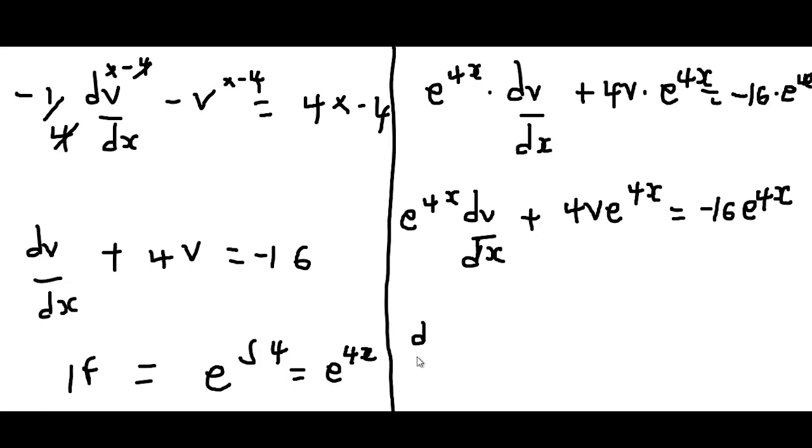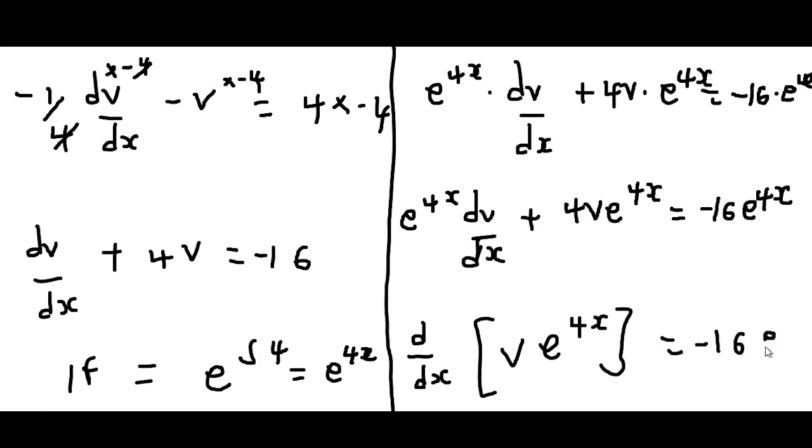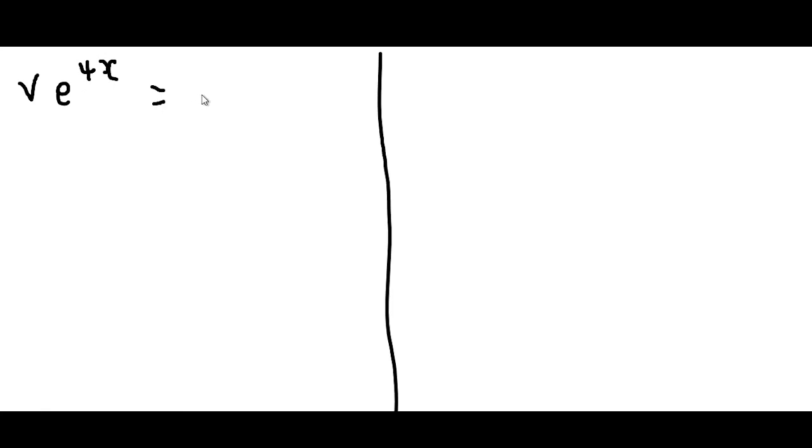This can also be written as d over dx of v e to the 4x equals negative 16e to the 4x. So we are going to have to integrate on both sides. When we integrate d over dx of v e to the 4x, we're just left with v e to the 4x, which equals the integral of negative 16e to the 4x.